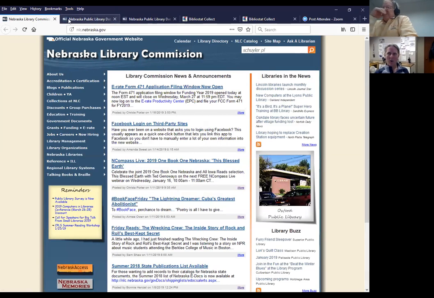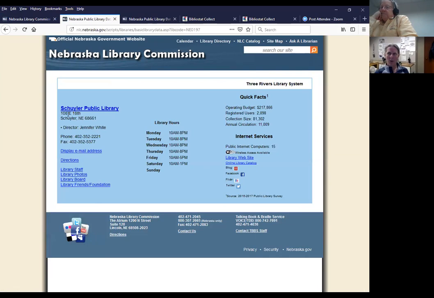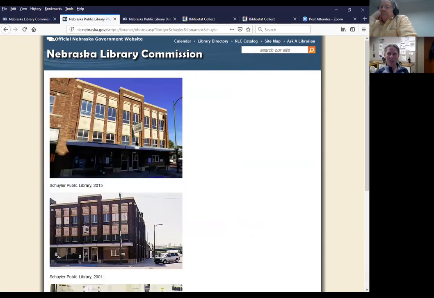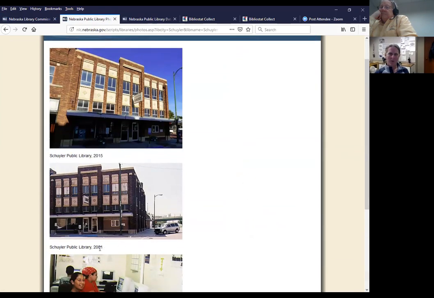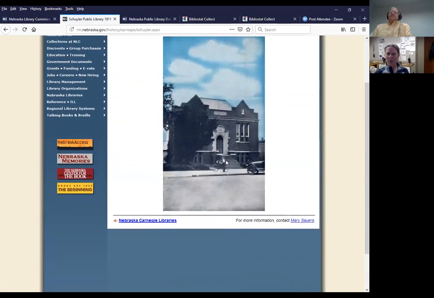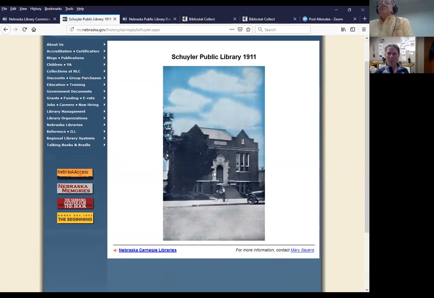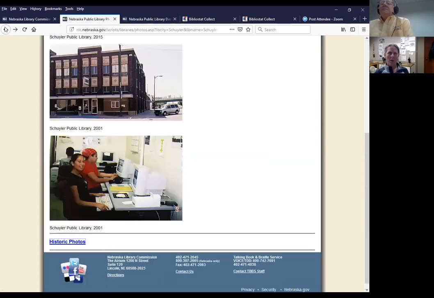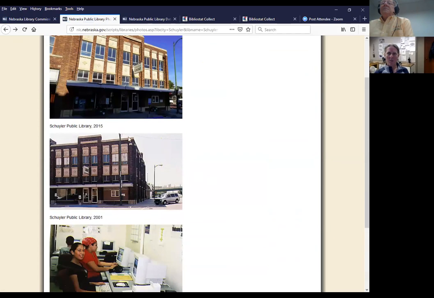But if you go to our website here, you can pull up the entry for Schuyler Public Library. There's actually a link to photos here. That's from 2001. These are from 2001 as well. And then there's also a link to historic photos here. This is probably from Nebraska Memories. So yeah, those are maybe things that might need to be updated.